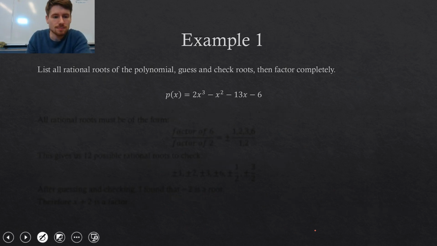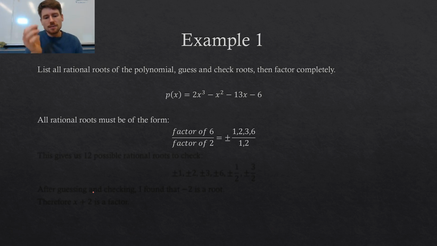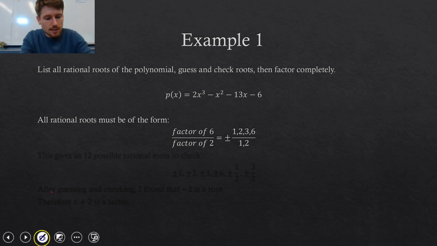And let's go ahead and use it in an example. We're going to list all the rational roots of this polynomial. We're going to guess and check the roots and then factor it completely. So the list of rational roots has to be in this form. They have to be some factor of the constant term. So I'll highlight the constant term. Our constant term is -6, and our leading coefficient is 2. So all the rational roots, that means any zero that's a rational number, of this polynomial have a numerator that must divide 6, and a denominator that must divide 2.